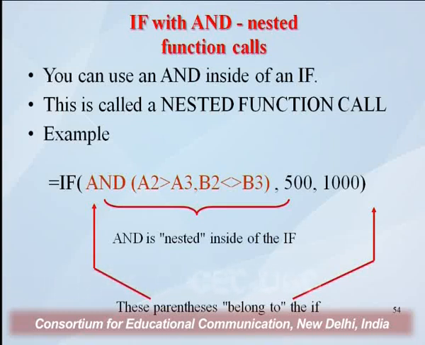So here what we are checking is, if you look at the inner parenthesis, you are checking AND A2 is greater than A3 and B2 is not equal to B3. So the two conditions which are tested are A2 is greater than A3, and B2 is not equal to B3.